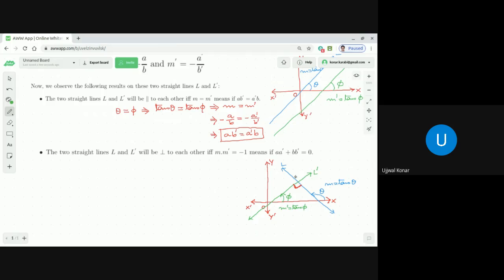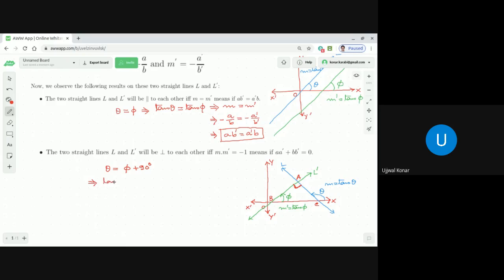So if we define this triangle as ABC, where B is the point of intersection of the line L dash with the x-axis, C is the point of intersection of the line L with the x-axis, and A is the point of intersection of the two straight lines L and L dash, what can we say, dear students? We can say theta is equal to phi plus 90 degrees. Correct or not?